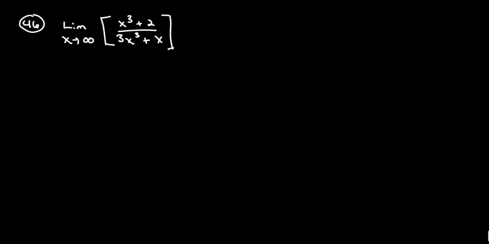For problem 46, we're looking for the limit as x approaches infinity of this rational function. So again, the trick is to divide by the highest power, so we'll divide by x to the third, and that's not an issue here because x is not going to be 0, x is going to be some positive value. So what we're going to do is replace this function right here with the following.